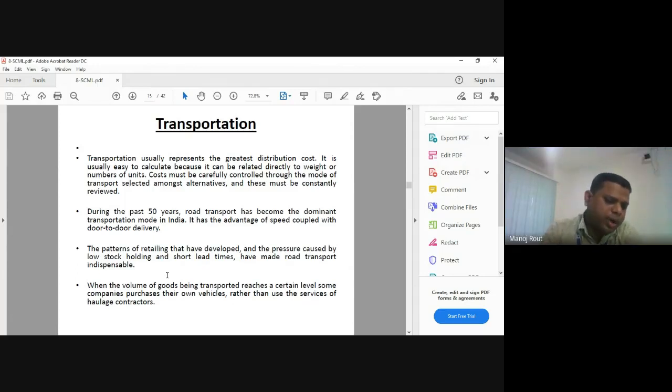The flow of raw material should be smoothly operated at different levels: as far as the local level is concerned, the state level, and the national level. So here's a typical example.